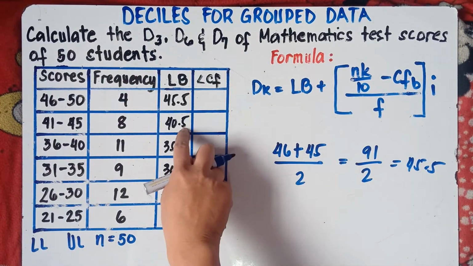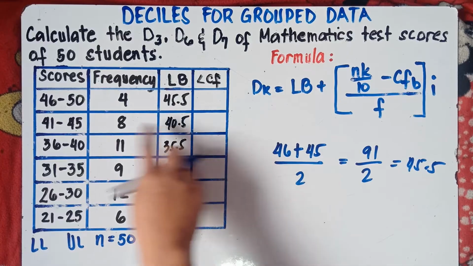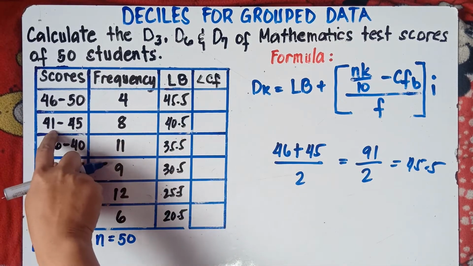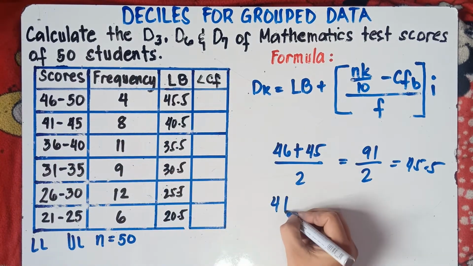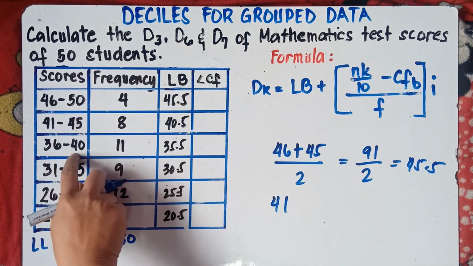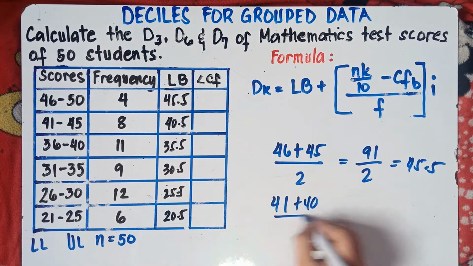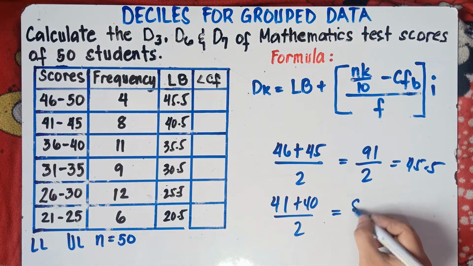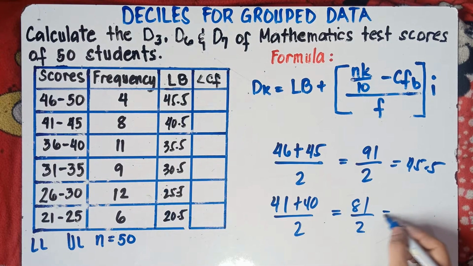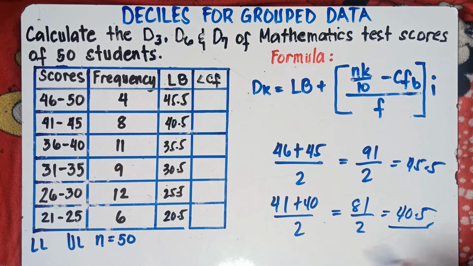Same with this one, class. To get 40.5, once again, in this particular row, the lowest score is 41, then the highest score in the previous row is 40. 41 plus 40 will be 81. Divided by 2, that's why you get 40.5. But once again, class, it will take time if you do it this way.